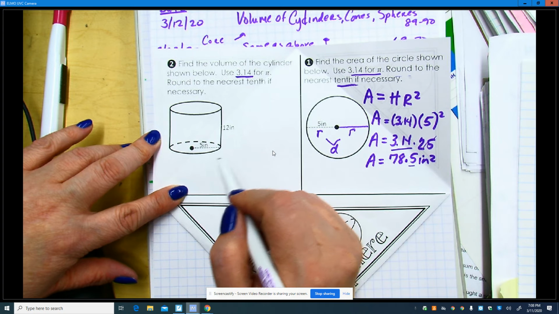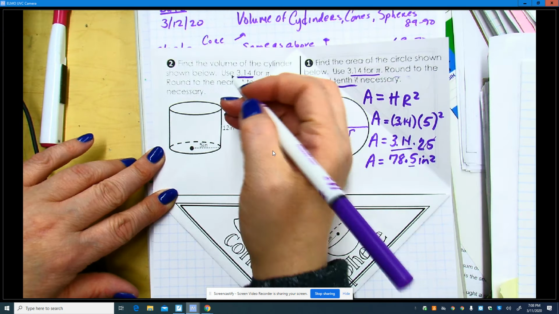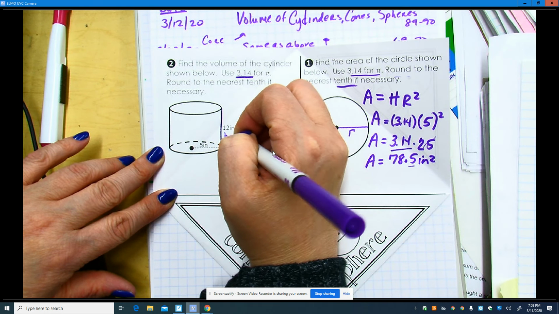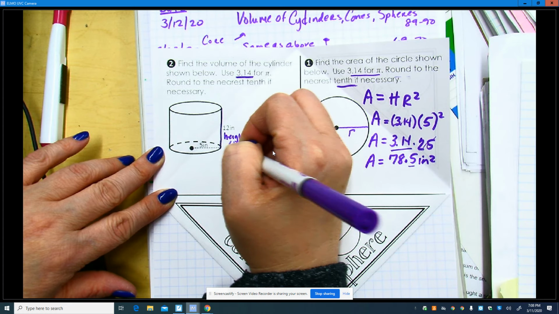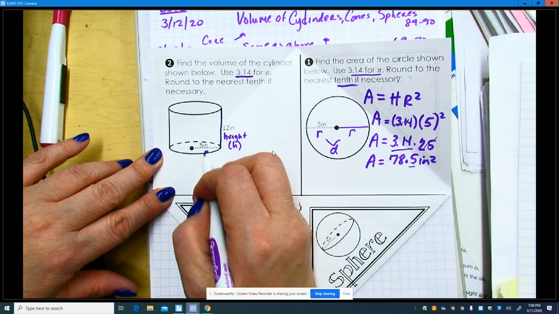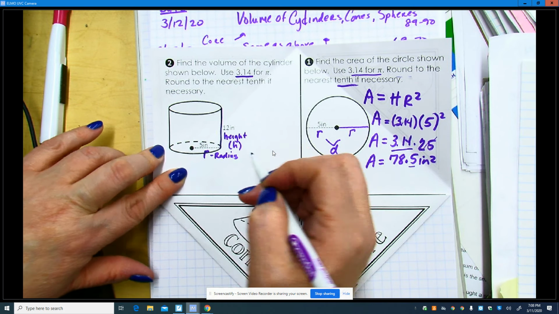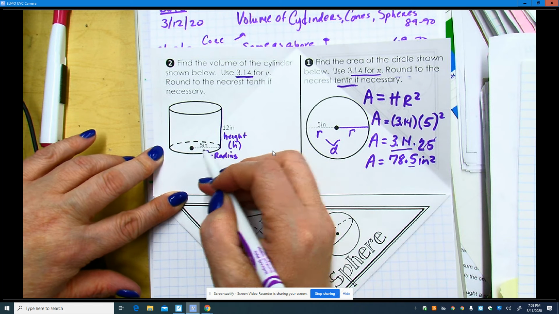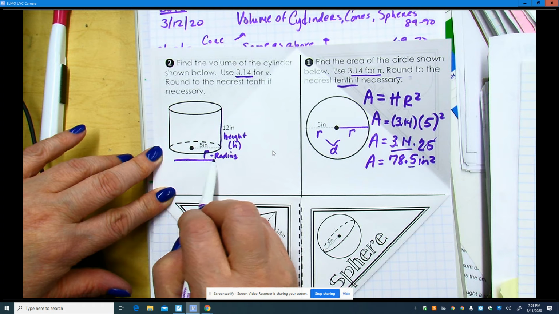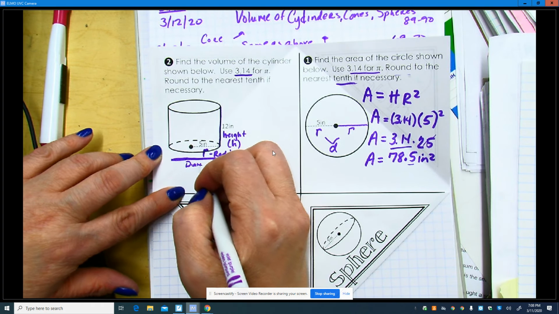But then other things we need to know when finding the volume of a cylinder is that this here would be considered the height, or h. Again, when you see an r, that's a radius. And the radius is the distance from the outside of the circle to the center of the circle. Two radiuses together, so that's through the center of the circle touching each side, would be a diameter.